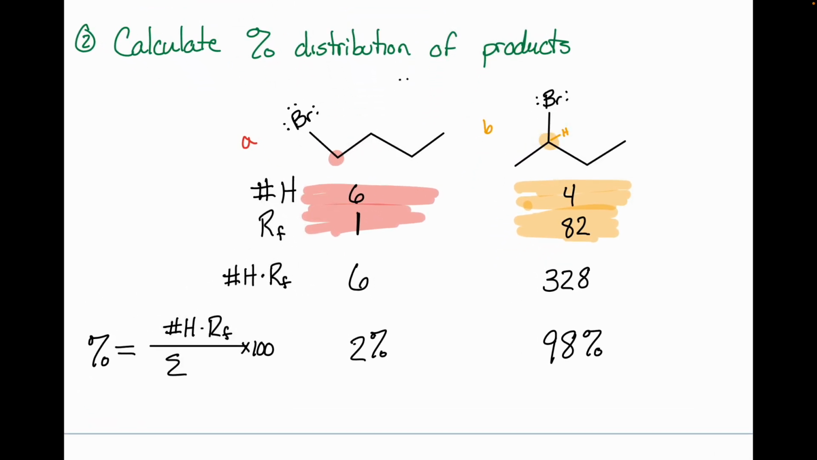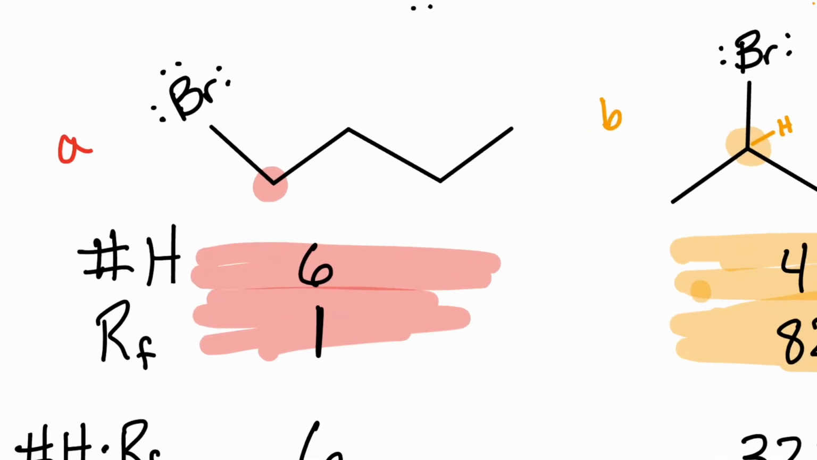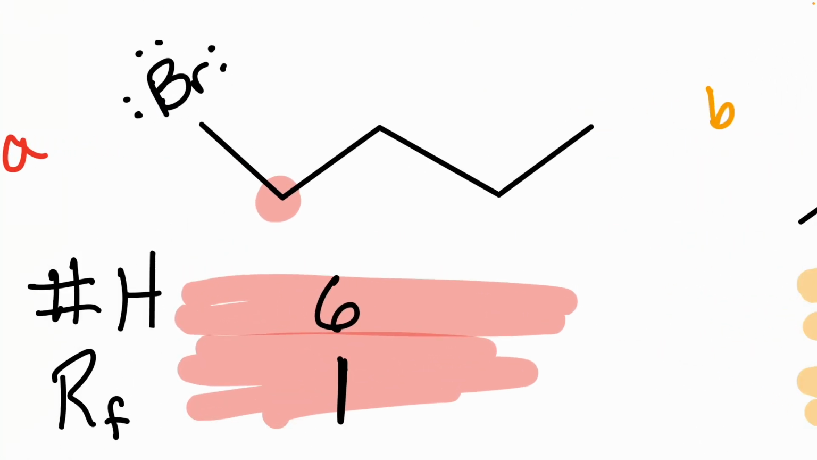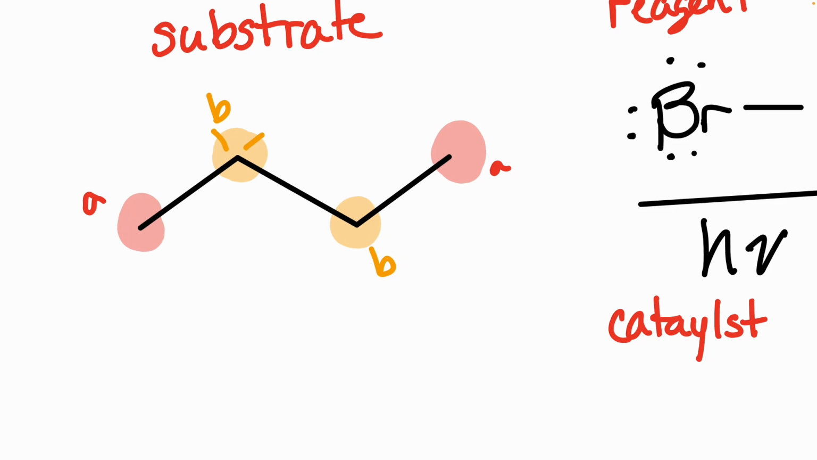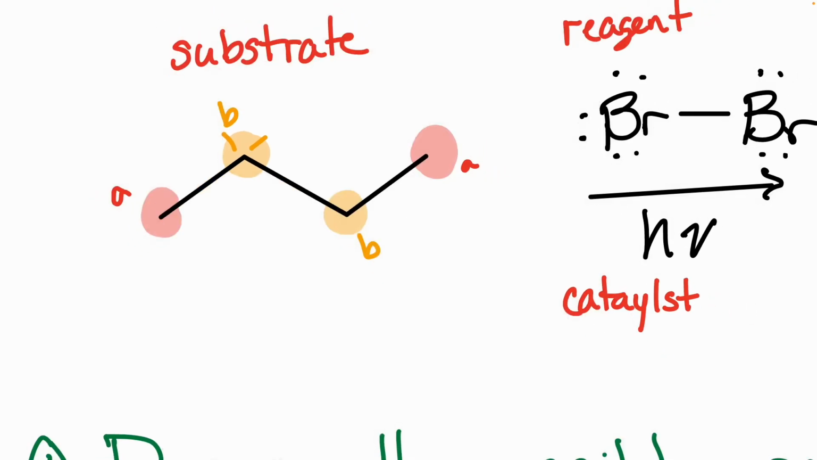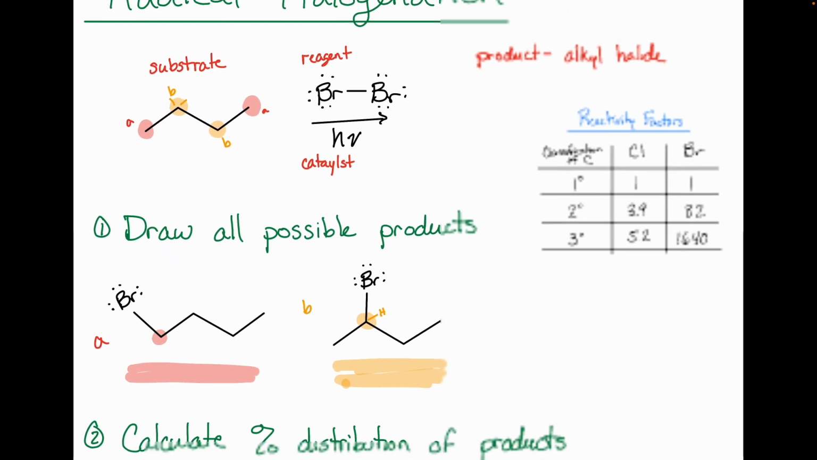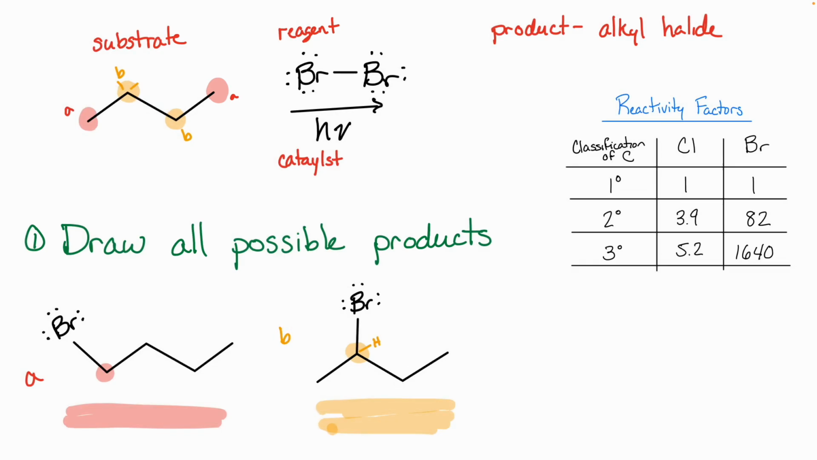And again, the number of hydrogens in each group, I'm not just looking at the number of hydrogens on my product here, I'm going back to my original molecule, right? So again, keeping track of which carbon in your substrate is going to lead to which product is important. Cool. All right, so let's do another one here. Let's do one of our cyclic alkanes.